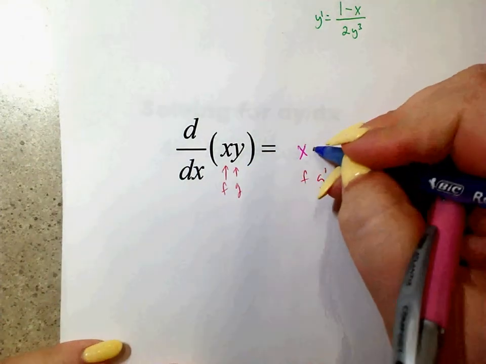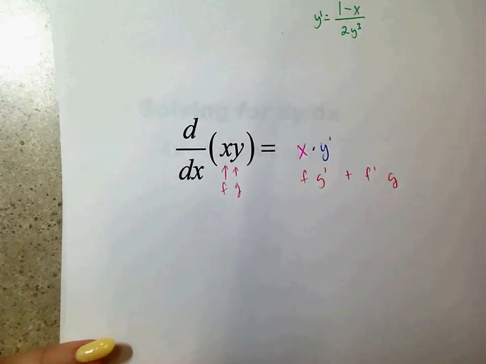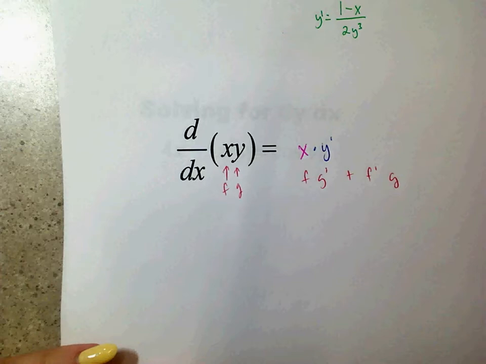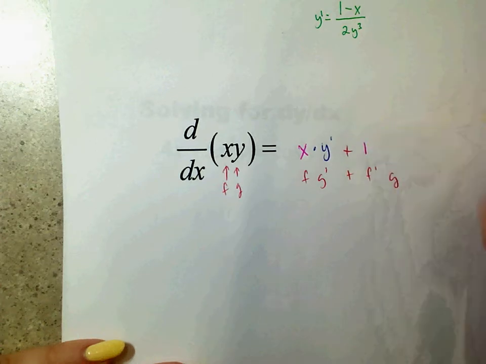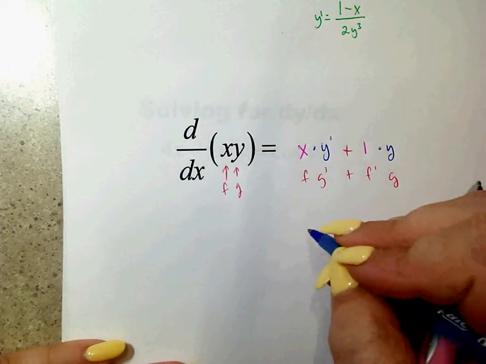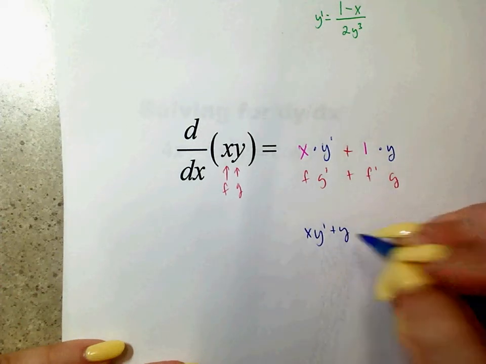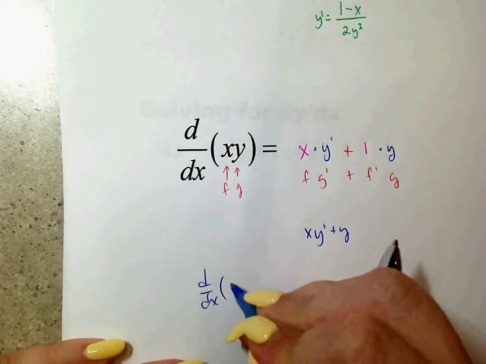The derivative of y is 1 times y prime, or the derivative of f is f prime, right? And then plus the derivative of f, which is x, is 1, and then times just g, which is y. So you kind of get used to saying xy prime plus y. Xy prime plus y. So if someone asks me, what's the derivative of 7xy?